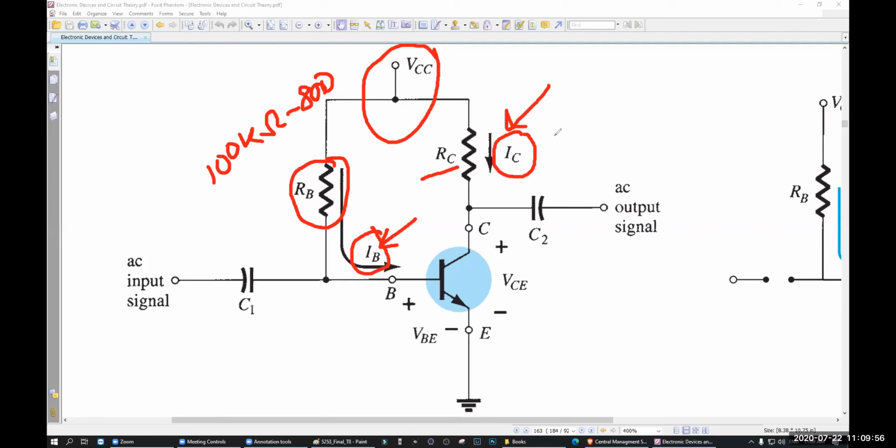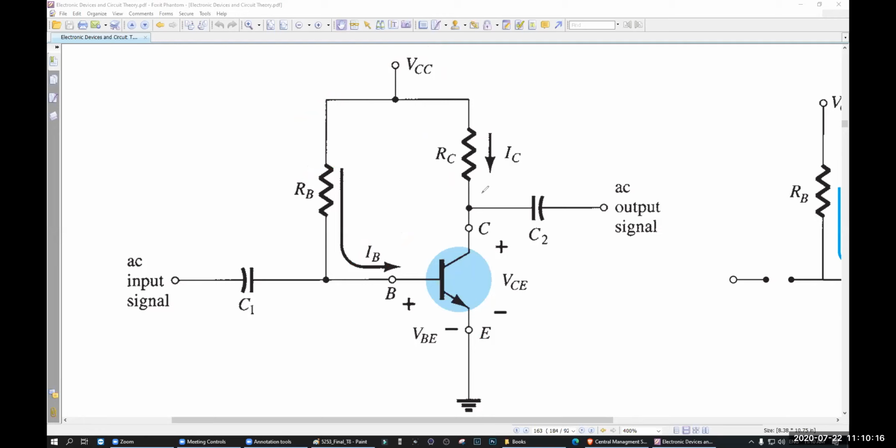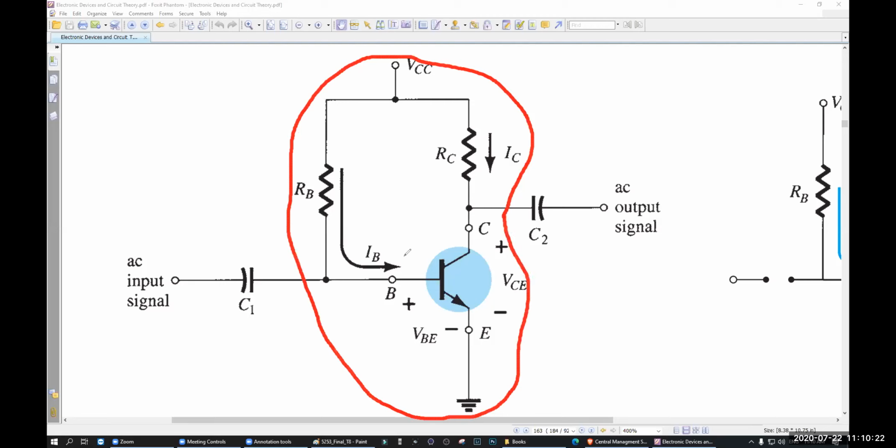And RC is sometimes 1 kilo ohm, maybe 0.5 kilo ohm, maybe 2 kilo ohm, something like that. Are you understanding the range? So RB is much bigger and RC is much smaller. Here, this part is the biasing part, that means the power part.